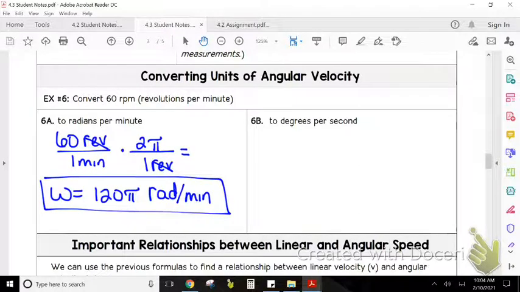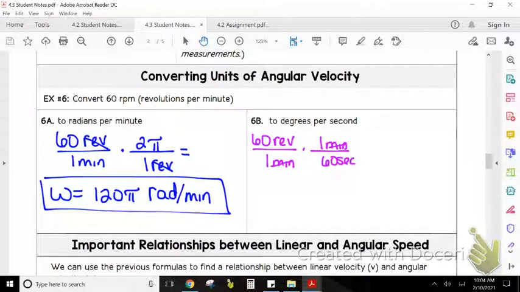Now, what if we wanted to take the 60 revolutions per minute and change it to degrees per second? Well, I'm going to do the same idea. So 60 revolutions per 1 minute. Now, I want to convert to seconds. So I'm going to go ahead and work on my time first. So I need that minute to go away. So I'm going to do 1 minute, which remember is 60 seconds.